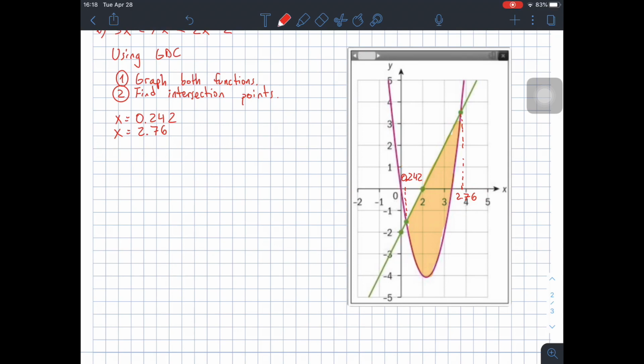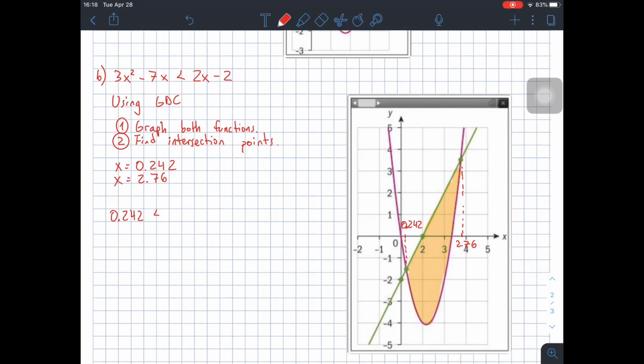Okay? So if we write that using interval notation, we would write here 0.242, and x should be less, only less, because we're not contemplating the equal sign. So it should be less than x, and this should be less than 2.76. This will be the answer for this particular exercise.